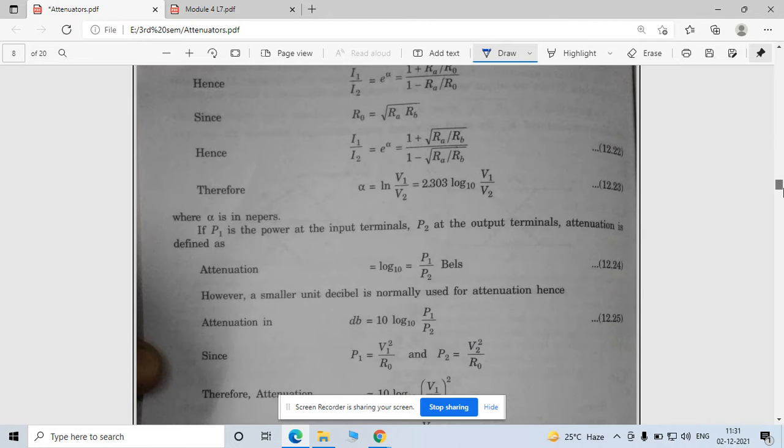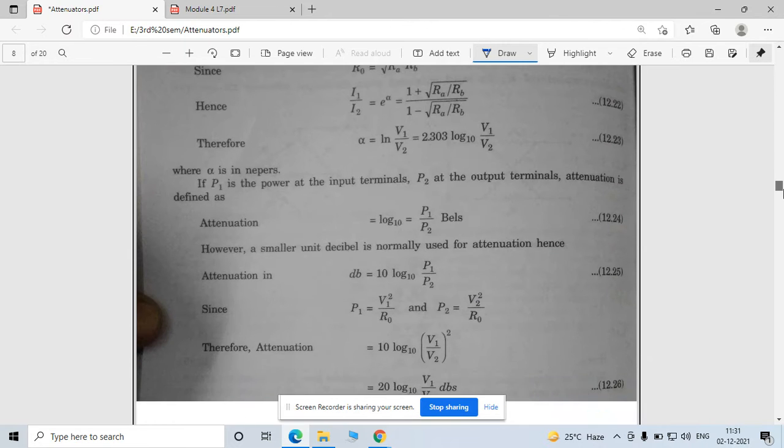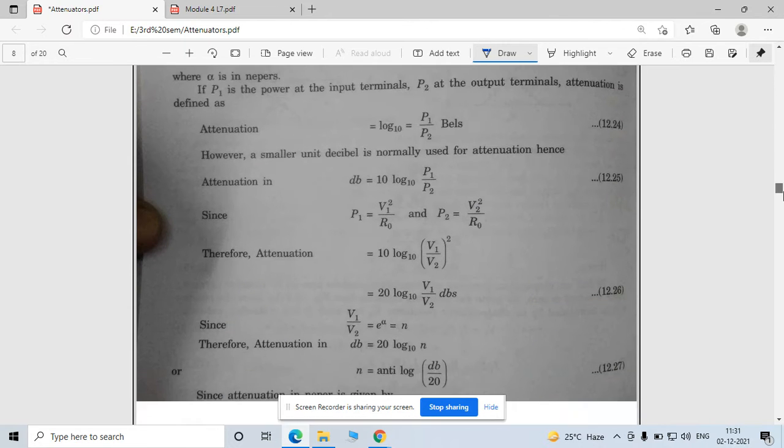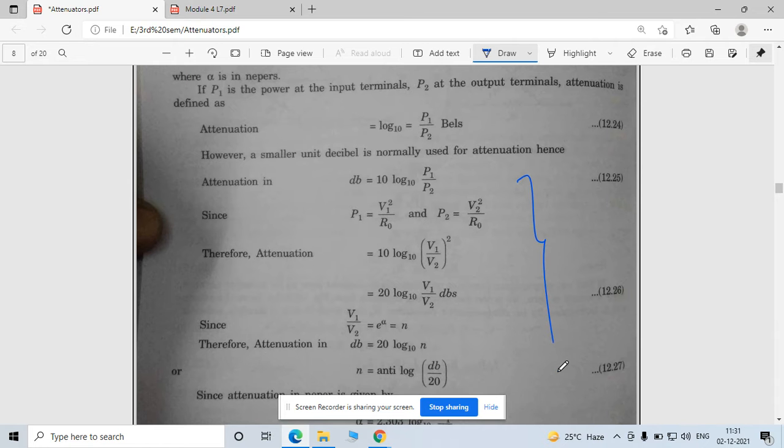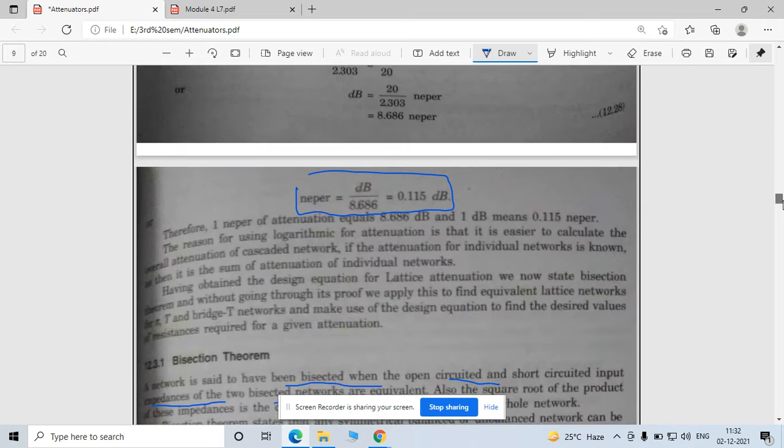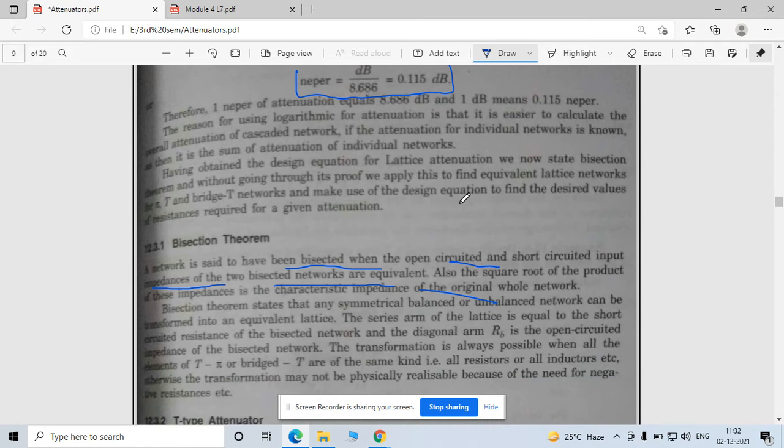Now see here, these are all the calculations, and here power is replaced in terms of voltage and resistance, which is nothing but v1 square by R naught. And the same for the second terminal, you can express it in terms of this voltage drop. This I already discussed in the previous lecture.